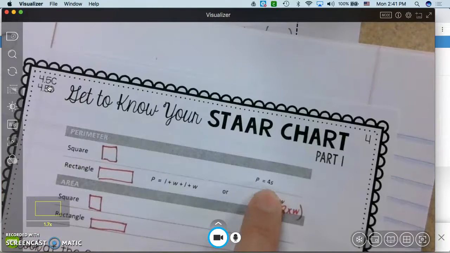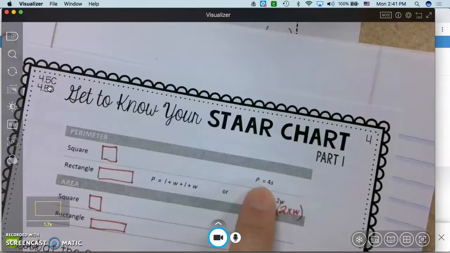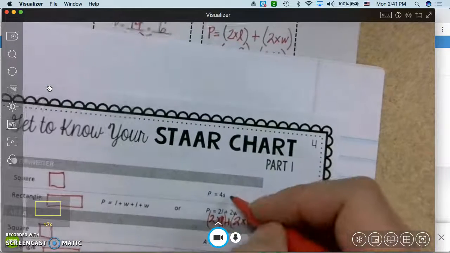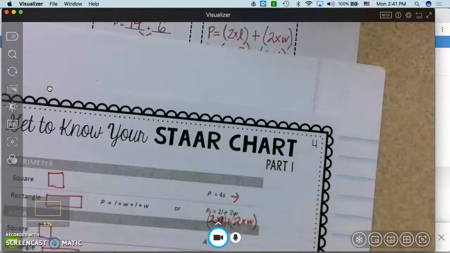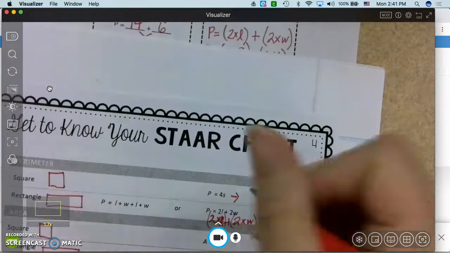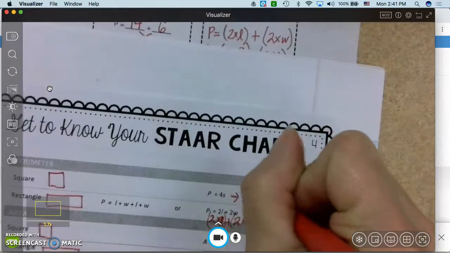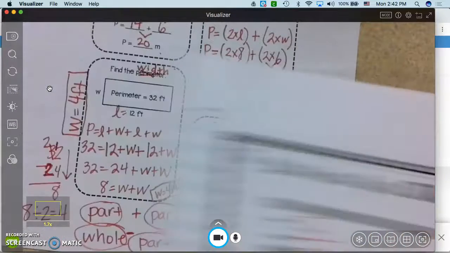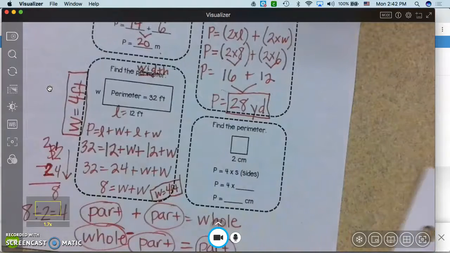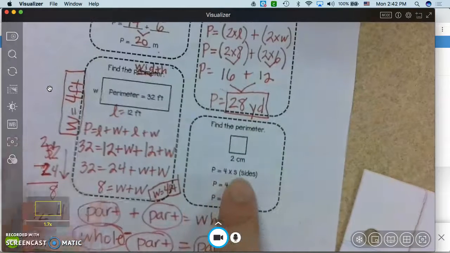So what does it mean when they're side by side like that, the 4 and the S? What did it mean? I heard it back here. It means to multiply. Very good. That means 4 times S when they're side by side like that. So perimeter is equal to 4 times S. And they even wrote our formula right here for us.